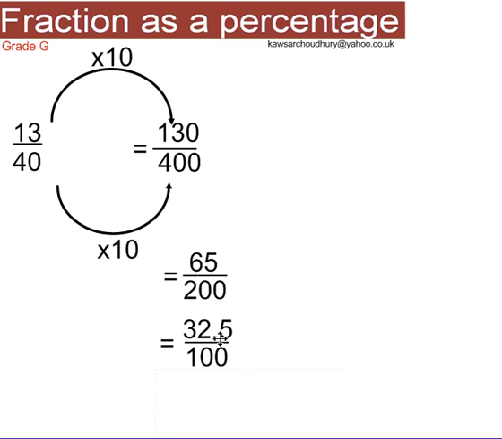So the answer is 32.5%. If you don't understand that, rewind it a little bit and you will see. Because I couldn't go straight from 40 to 100, I turned it into the nearest, easiest 100 I could, which was 400. But then I knew if I half 400 and half it again, it would become 100. And that's what I did.